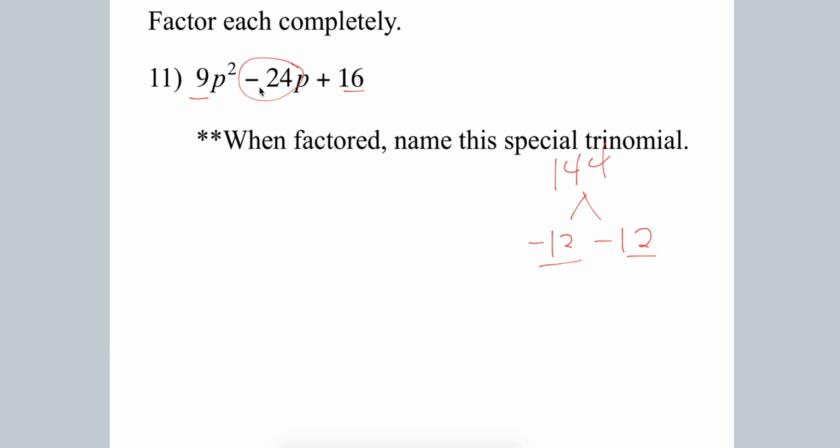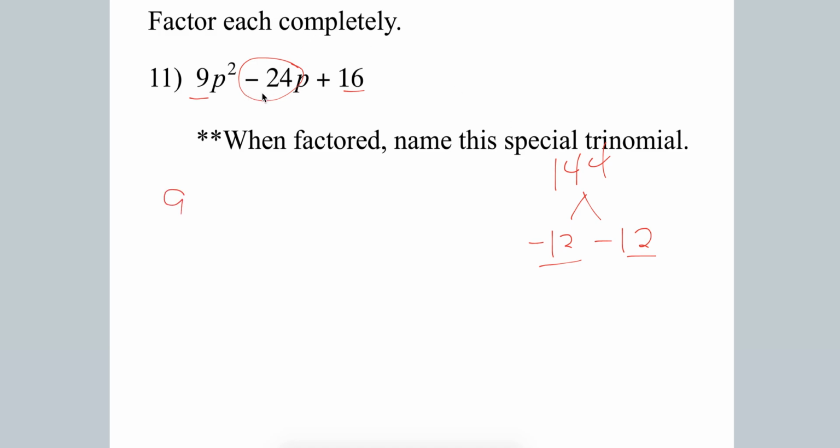And we've got to see, do those multiply to 144? Yes, that's why I picked them. And if I add negative 12 plus negative 12, do we get negative 24? And the answer is yes. So it means I picked the two correct numbers. If not, you have to kind of still guess and check and play around to see what multiplies to 144 and adds to negative 24.